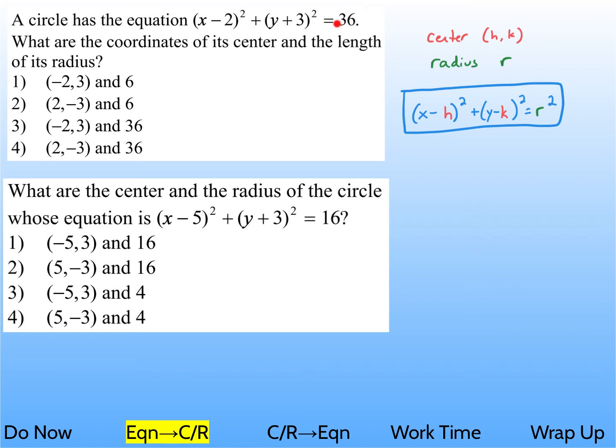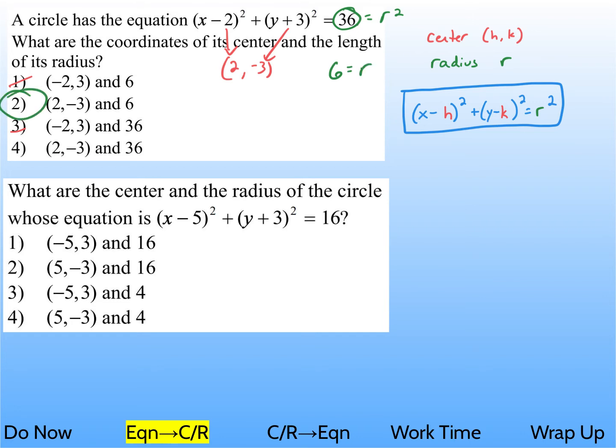So if you look at this right here, the radius is not 36. The radius squared is 36, which means the radius has to be 6. All right, but let's do this thing. So the center, switch the signs here. We get 2, we get negative 3. That's your center. So right off the bat, gone, because that's negative 2, positive 3. And for the radius, remember, this is equal to the radius squared. So if you take a square root, you get the radius is 6.